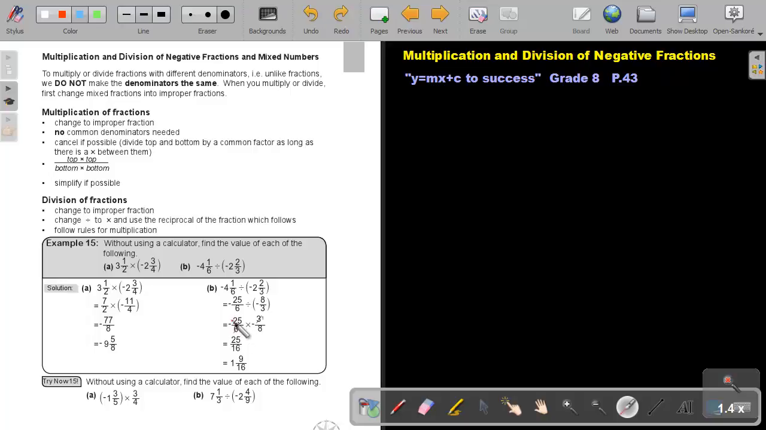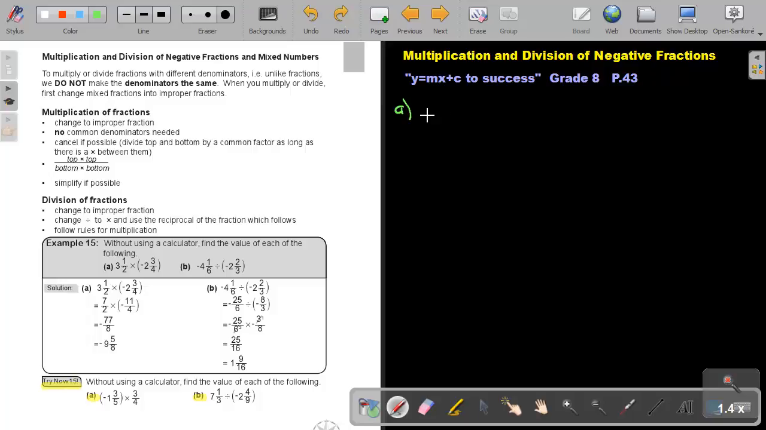And now I can say top times top. So first let's look at the sign. A negative times a negative, we said is a positive. 25 times 1, it's 25. And 2 times 8 will be 16. And I can say that 16 will go into 25 one full time. And what will be left? 25 minus 16, 9 over 16. I want you to try now number 5, A and B. Stop the video, and as soon as you are finished, you can continue with the video.